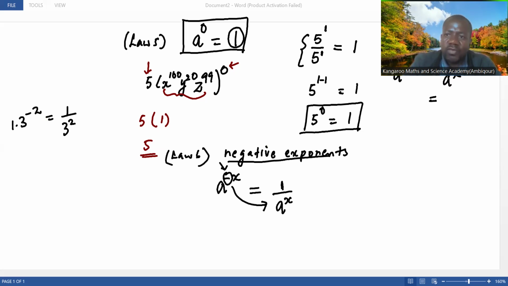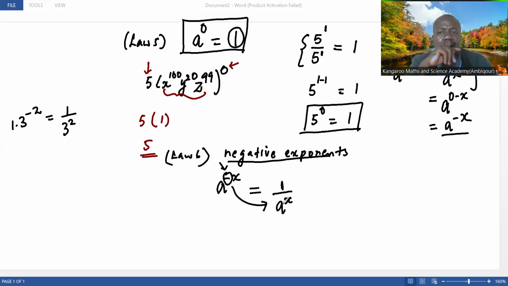Now you are having division, so we can use the division law here. We know the division law says when the bases are the same, what do you do? You take one base and subtract the exponents, so it's going to be 0 minus x. So what are we going to be left with? a to the exponent of -x. That's why we know that these two are equal.